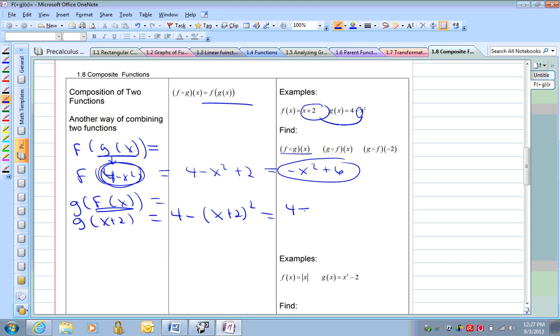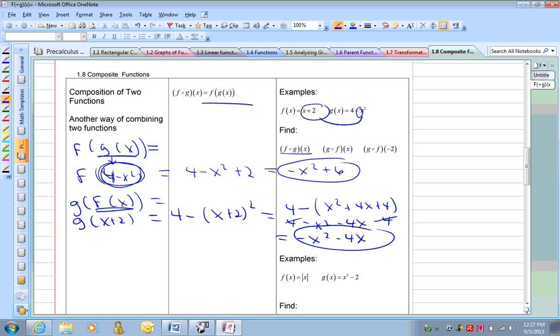So you would have 4 minus, and then I'm going to put this in parentheses. That would be x squared plus 4x plus 4. Distribute your negative. 4 minus x squared minus 4x minus 4. The 4's would cancel, and I believe your final answer is negative x squared minus 4x. And that is the g of f.